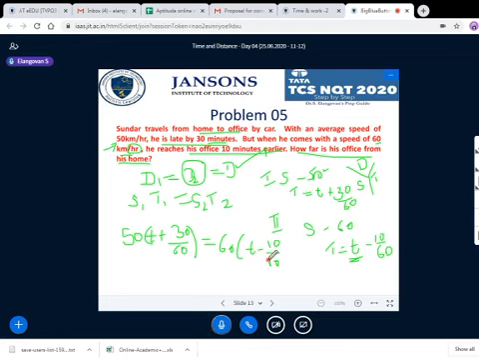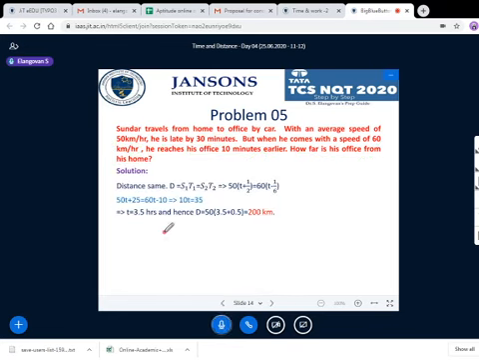The actual time duration. Sorry for my writing. Actual time duration t can be found out from here. Once t is known, d is equal to, whether you substitute it here or here, to find out the answer. Clear? 200 kilometers, somebody has told it. It is correct.